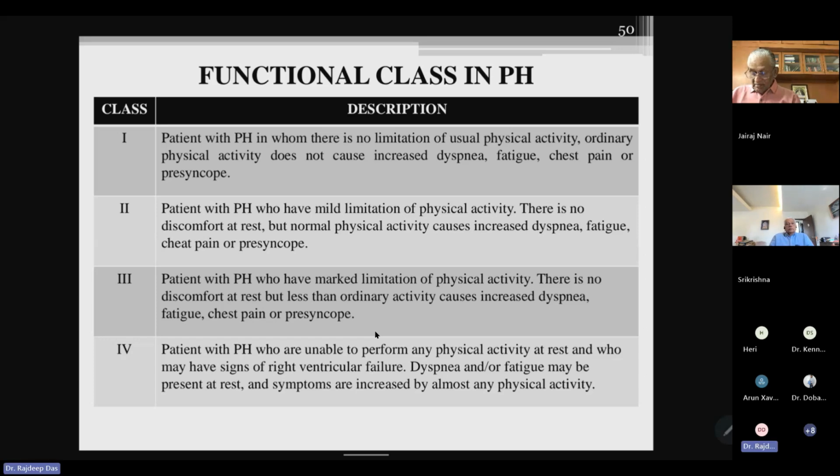The functional class in PH is the same as the NYHA classification we use for heart failure or angina. Class 1 is no limitation of physical activity, while class 2 is mild limitation of physical activity. Class 3 is marked limitation of physical activity, while class 4 is being unable to perform any physical activity, or having symptoms at rest.